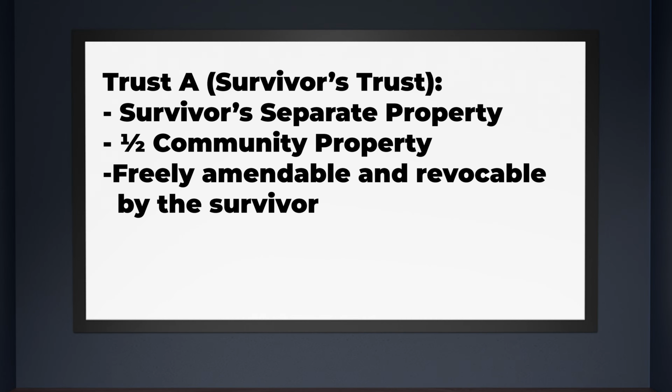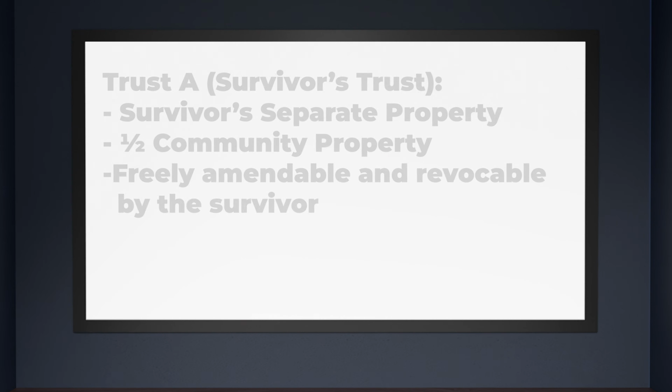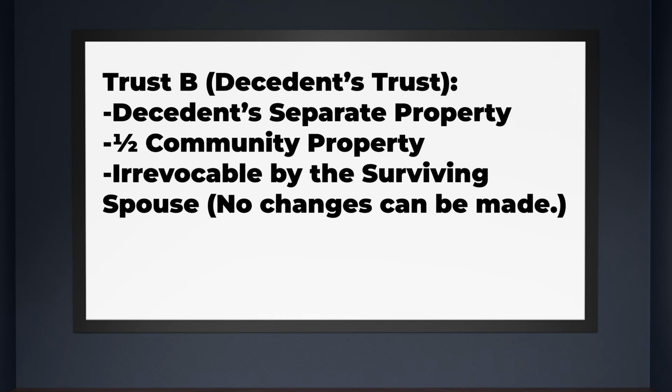Trust A, Survivor's Trust. This contains the surviving spouse's share of the assets. It's amendable and revocable, meaning the surviving spouse can make changes to it during their lifetime. Trust B, Decedent's Trust. This contains the deceased spouse's share. It's irrevocable, meaning the terms are locked in after the first death. Beneficiaries, trustees, and assets cannot be changed.